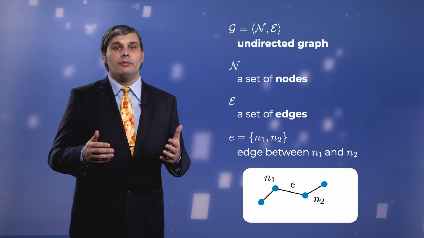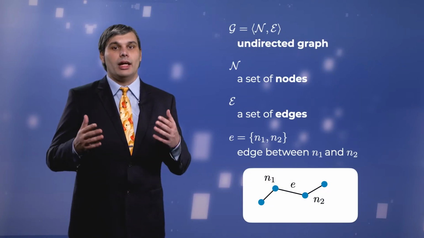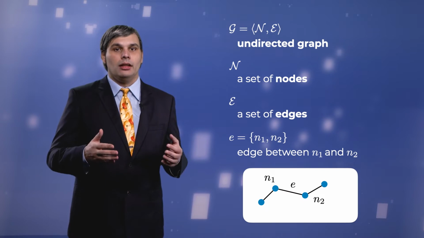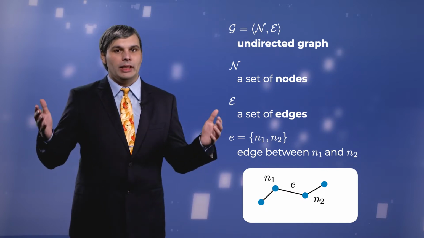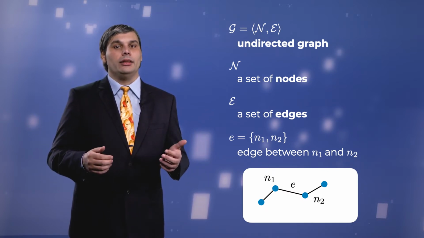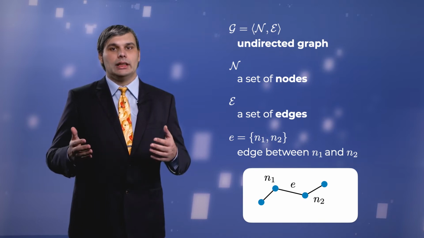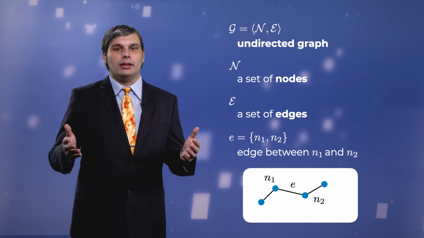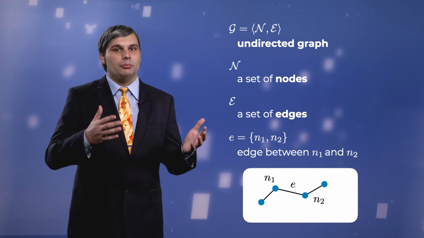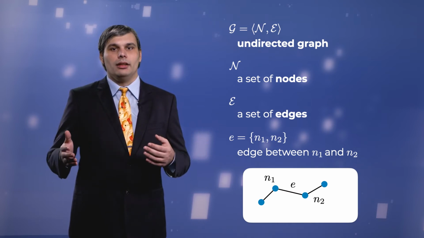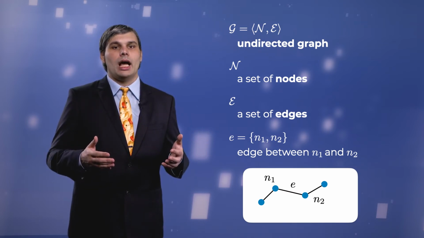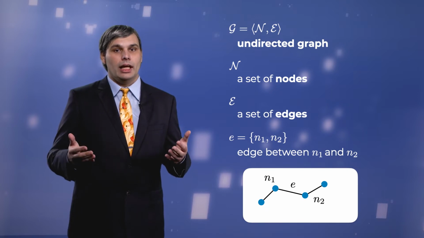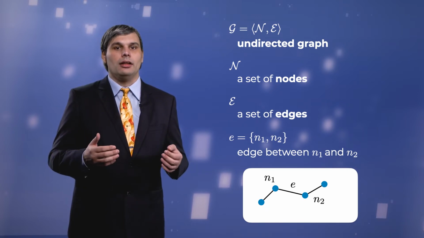An undirected graph is a set of nodes, also called vertices, and a set of edges. An edge is a pair of nodes, which could be the same node. In an undirected graph, there is no direction to the edges. It just means that two nodes are related. And if node A is related to B, node B is related to A. In fact, another way to see an undirected graph is that it is the representation of a symmetric relation.